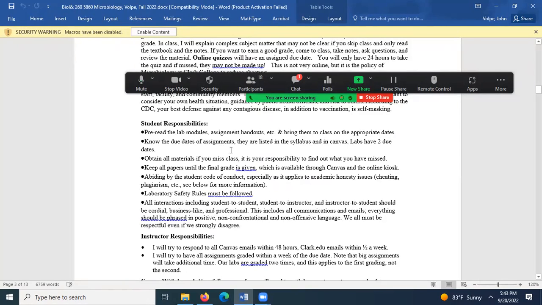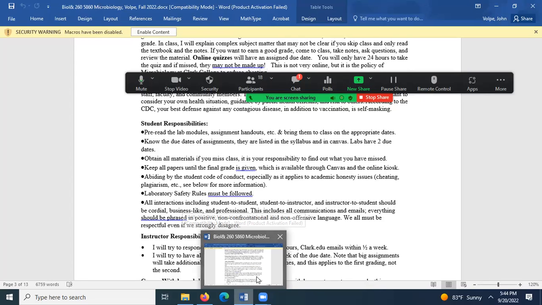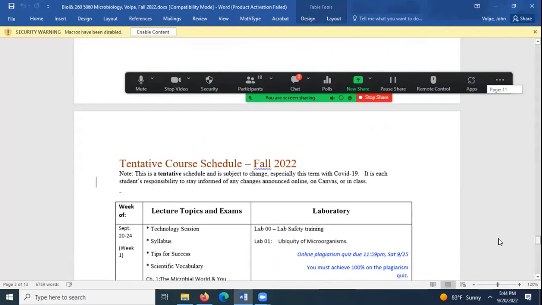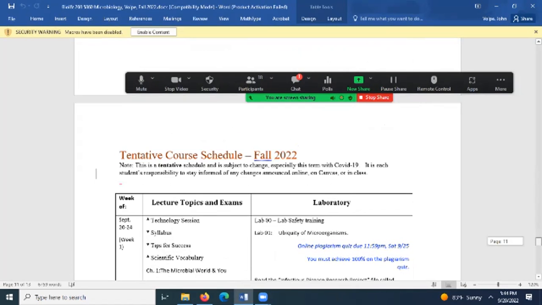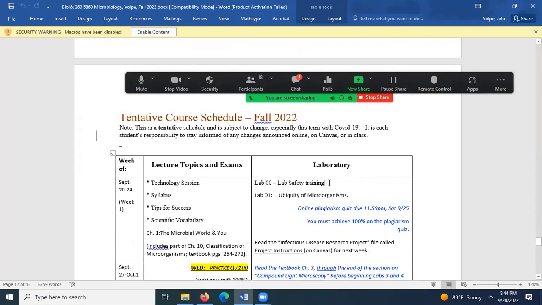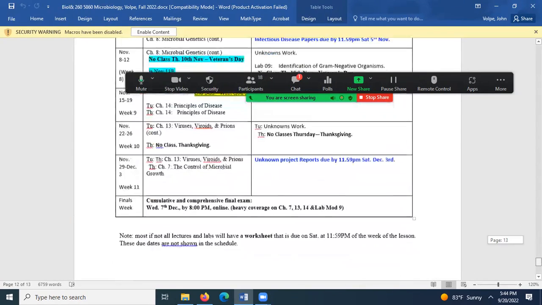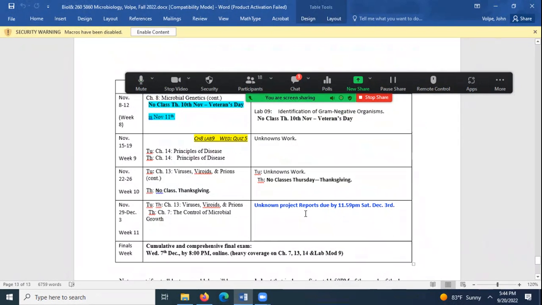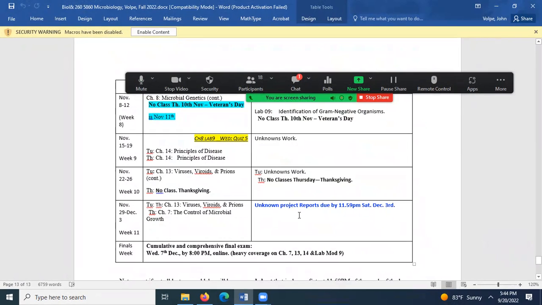Know the dates of assignments. They're listed in the syllabus and in Canvas. Generally, most assignments are due Saturday of that week at 11:59 p.m. There are a few exceptions, and the exceptions are generally listed in the syllabus. I don't have that there. Lab 00 is an exception. It's not due on Saturday, it's Friday. I'll try and correct that. Near the end of the term, for example, the assignments are not due necessarily on Saturday. I know that the unknown notes pages is due, I think, Friday.